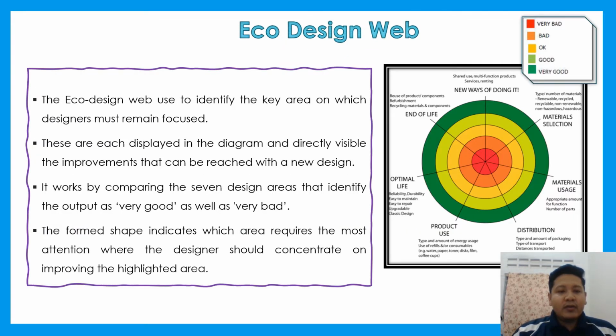Eco-design web. The eco-design web is used to identify the key areas on which designers must stay focused. These are each displayed in the diagram, and the improvement that can be reached with a new design is directly visible. It works by comparing the 7 design areas and identifying the output as very good as well as very bad. The form sheet indicates which area requires the most attention, where designers should concentrate on improving the highlighted area.